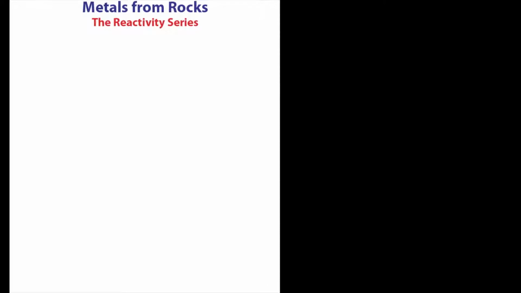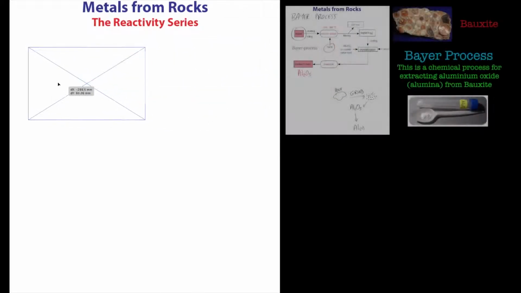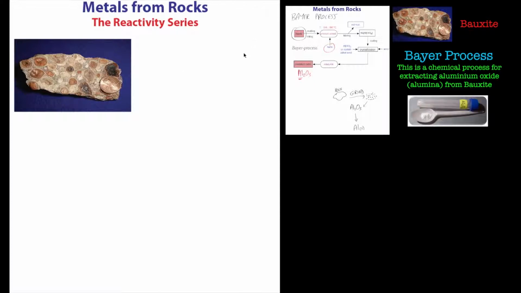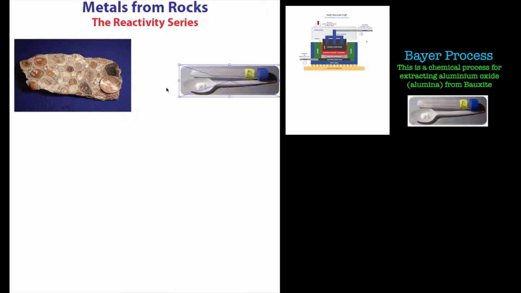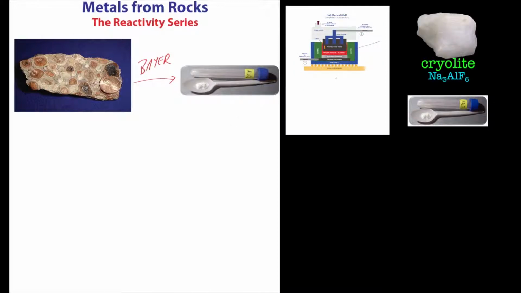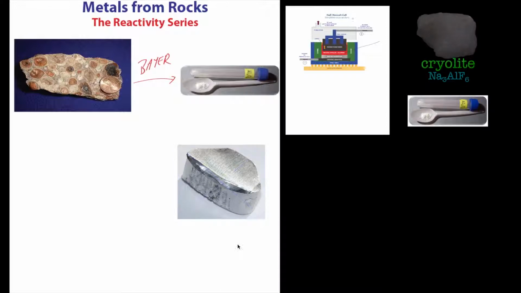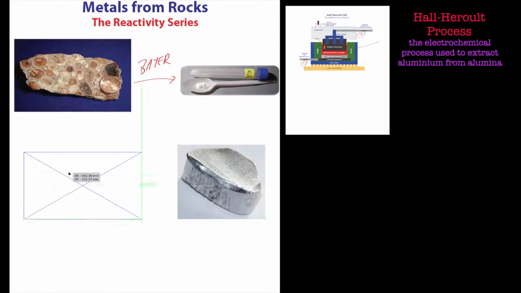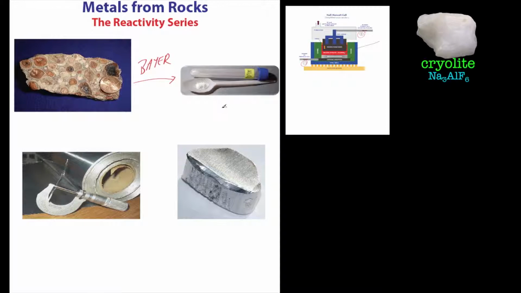So if you remember from the last tutorial, we took bauxite, which is an aluminium ore, and from that we used the Bayer process to make the aluminium oxide, and then we went on to make aluminium from that, and of course after that you can make whatever you want out of aluminium. So that was just a recap of the previous tutorials on metals from rocks.